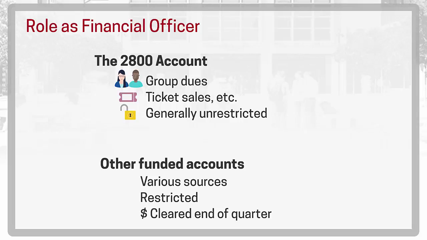In addition, groups can have funded accounts that are comprised of money from various Stanford sources. These accounts are restricted, and they have to be used for purchases that were specifically outlined in your funding application. In addition, money in your funded accounts will be cleared at the end of each quarter, unlike the 2800 balance, which will roll over to the next academic year.